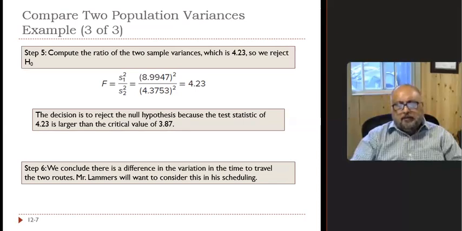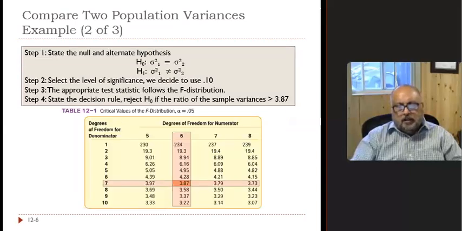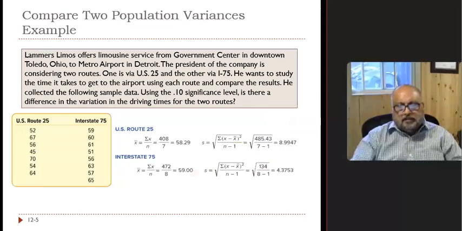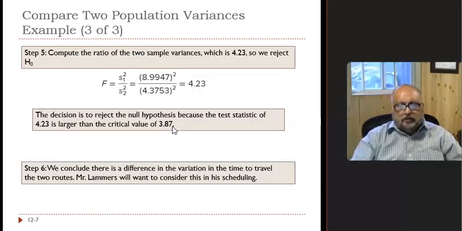So if we reject this, what is the answer now? The answer is that there is a difference, right? There is a difference. So we conclude here that there is a difference in the variation in the time to travel the two routes. So Mr. Lammers now needs to consider this in scheduling. It's a pretty interesting problem, right? So let's see what we can get next here.